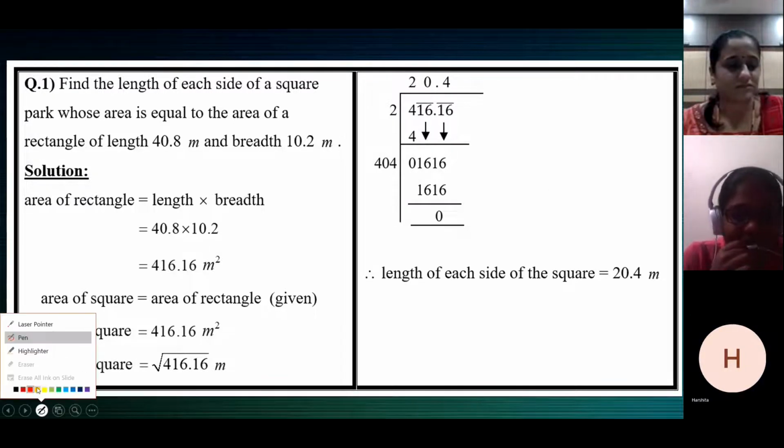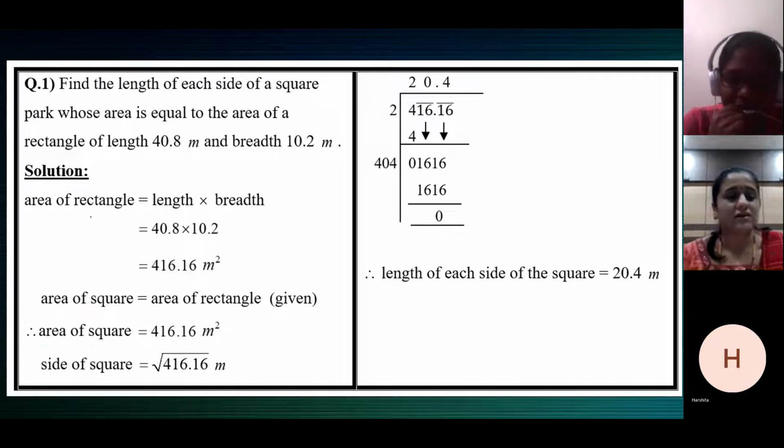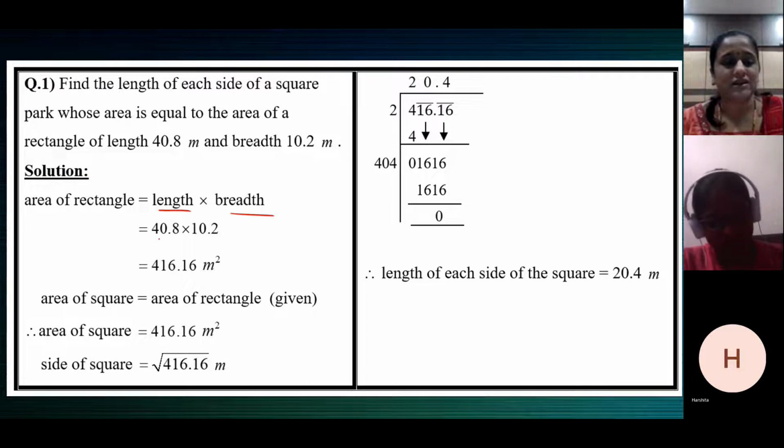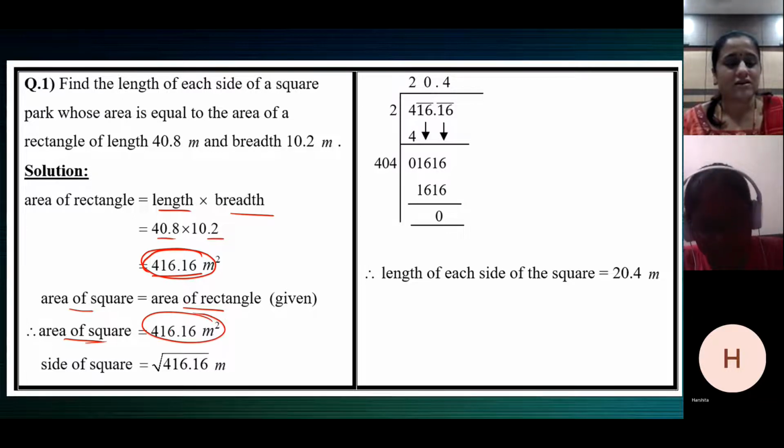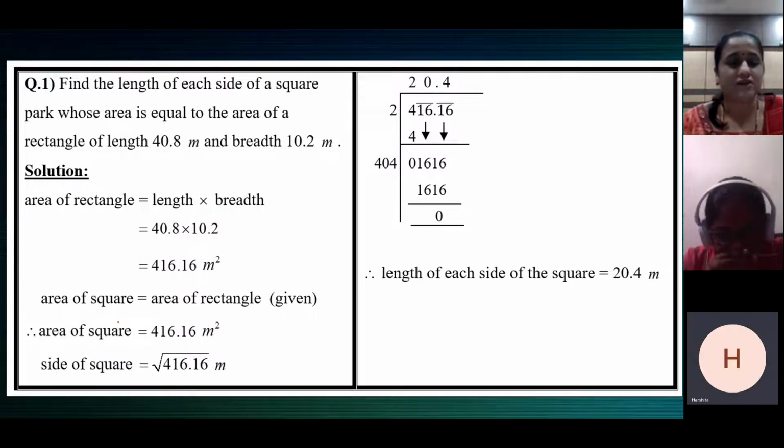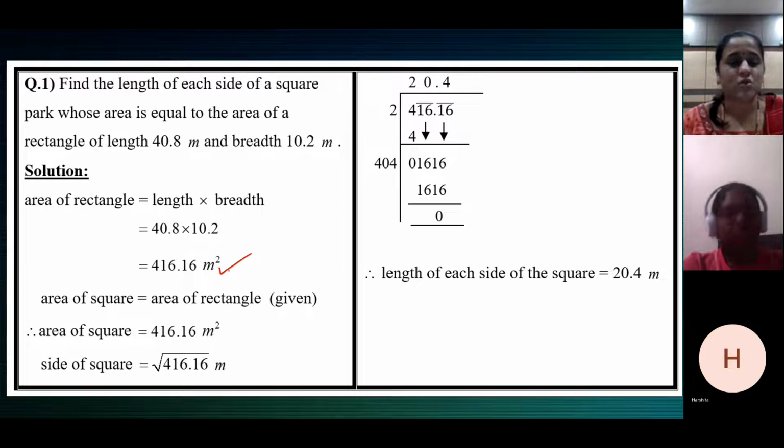Ma'am, I wrote only the area of the rectangle. Okay. So the area of a rectangle is L into B. Length and breadth are given to us, so the product is the area of the rectangle. Now it's given that the area of the square is equal to the area of the rectangle. So what is the area of the square? Whatever is the area of the rectangle is the area of the square also. Correct, Nandana? Yes.